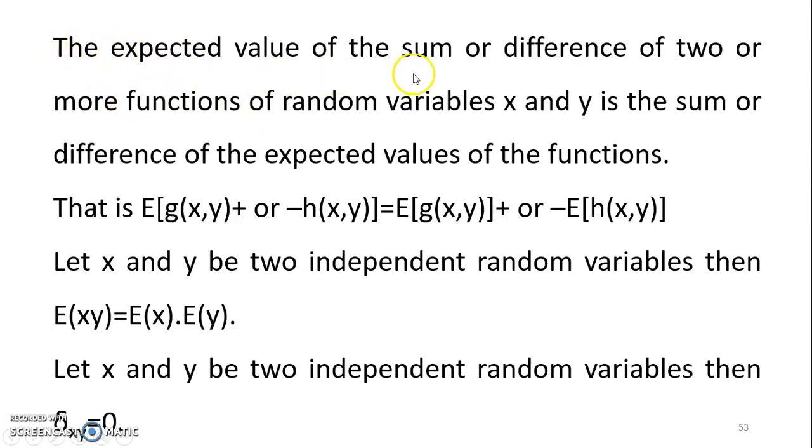The expected value of the sum or difference of two or more functions. Remember, we were looking at only two functions. Now we are going to look at more than two functions. The expected value of the sum or difference of the functions of X and Y is the sum or difference of the expected values of the functions. For instance, we have g of x, y, and then h of x, y. These are the joint distributions.